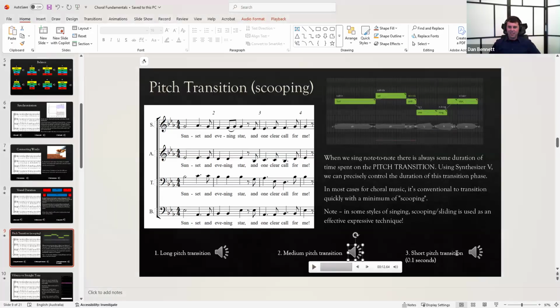And now let's hear a short pitch transition. This is my preference, 0.1 seconds.